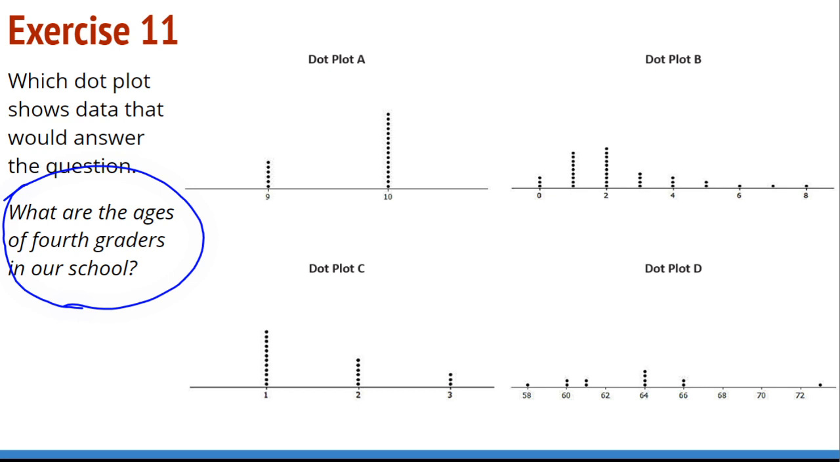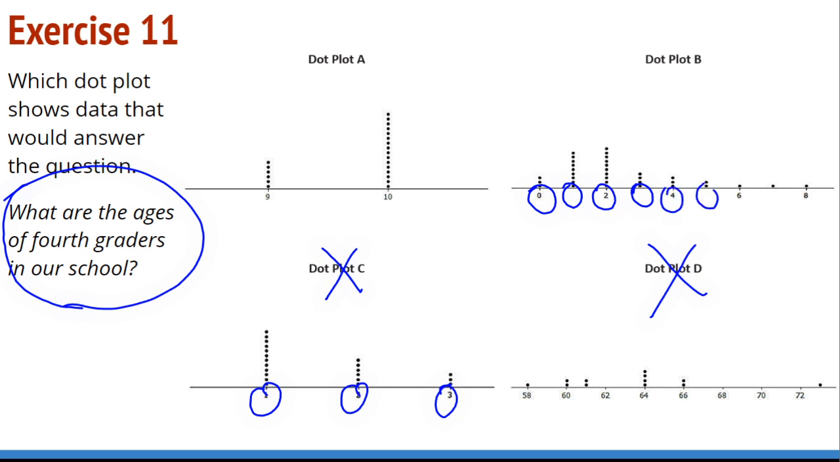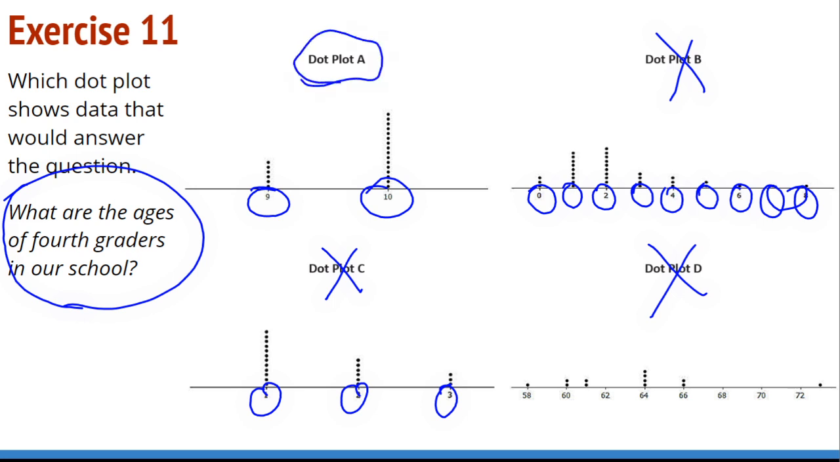Well, do I think that students in 4th grade are 58, 60, 61, 64, 66, and 73 years old? No, I don't think so. Do I think that students in 4th grade are 1-year-old, 2-year-old, and 3-year-old? No, I don't think so. Do I think that students in 4th grade are 0, 1, 2, 3, 4, 5, 6, 7, and 8 years old? No, I don't think so. Do I think that 4th graders in our school are 9 years old and 10 years old? Yes, yes I do. Dot plot A matches that situation.